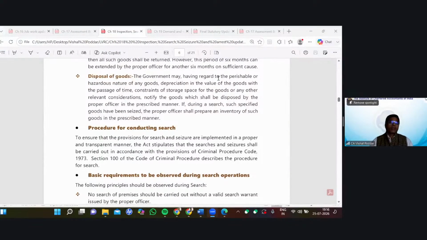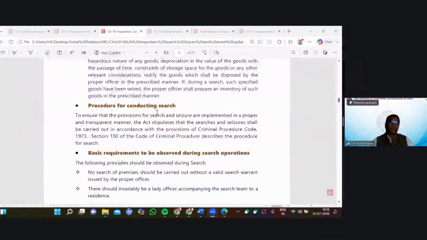Disposal. The government may, having regard to the nature of goods like perishable, hazardous, or depreciating in value, or because of constraint in storage space, notify the goods which shall be disposed of by the officer. If during a search such specified goods have been seized, the proper officer shall prepare an inventory of such goods and then they may be disposed of.